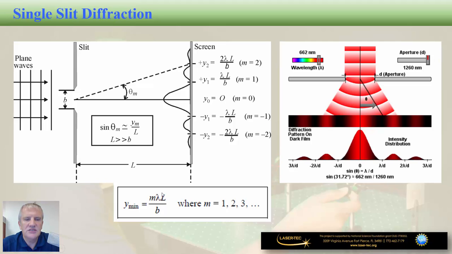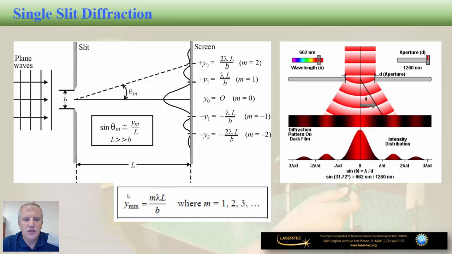Capital L is our distance between the diffraction aperture and the back screen. Small b represents the width of the slit. And finally, m represents an integer number that corresponds to a specific order of the dark spot. So the first order dark spot is the first one, the closest to the center or axis of the experiment. So for that one, you're going to take m equal to 1.